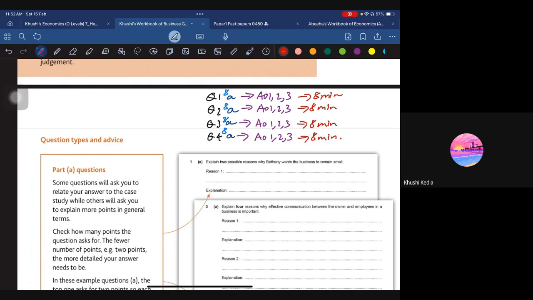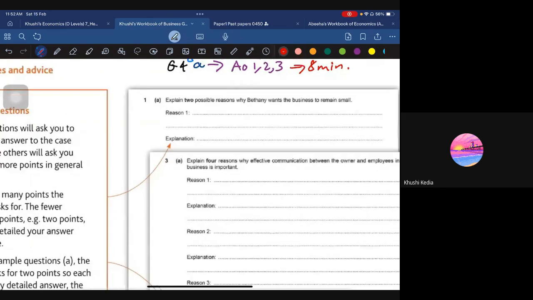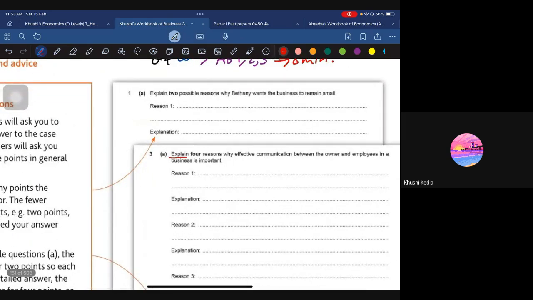Okay, so if you look at this particular question, there are two types of question that can occur here. One is going to be really easy for you to do, which does not even require the application, and that is this type of question. Let's say it says, explain four reasons why effective communication between the owner and employees in a business is important, right?